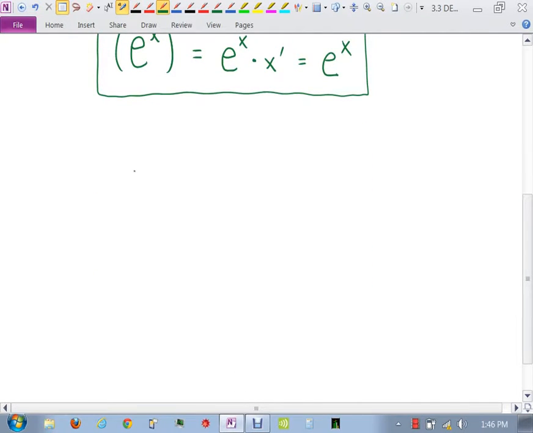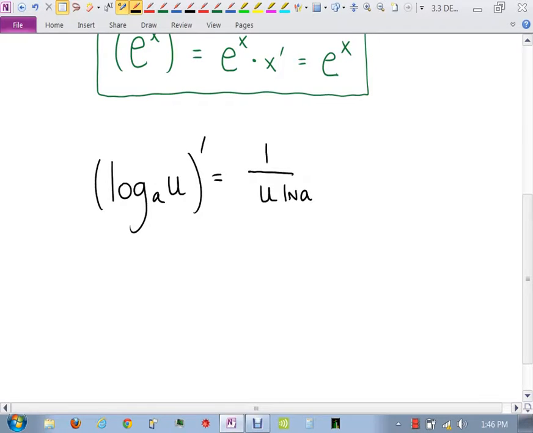Okay, then we have the logs. I'll do this one in black also. The derivative of log base a of some junk is 1 over the junk, natural log of a on the bottom, times the derivative of the junk. A lot of times books will put the derivative on top, like this. Just slide it over.